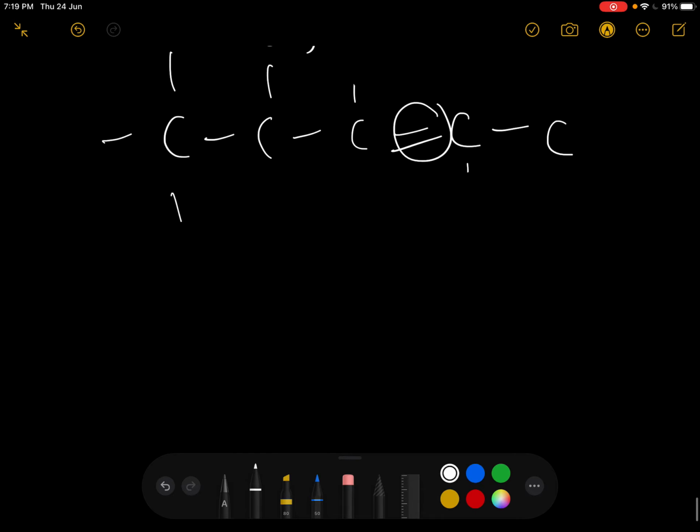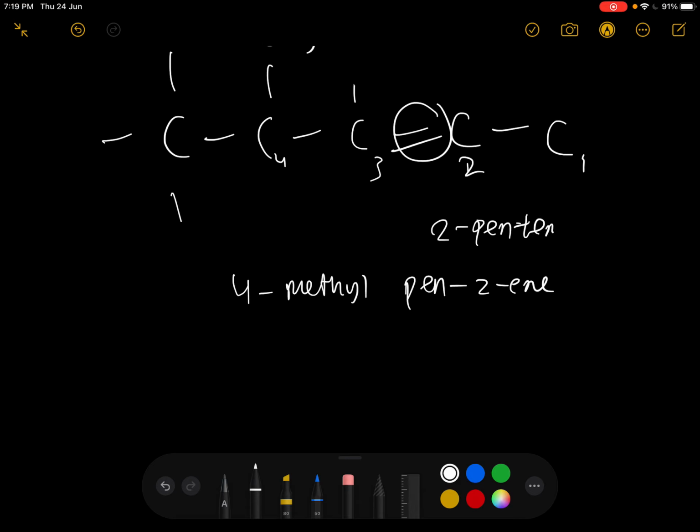We want to always look at the functional group first. So this is the second atom. So 1, 2, 3, 4. So it will become 4-methyl pen-2-ene. You can either write it as 2-pentene or pen-2-ene, but I'm more used to pen-2-ene because it's more, I guess, used. It looks ugly, I know, but it's what I'm used to now. So that's why.